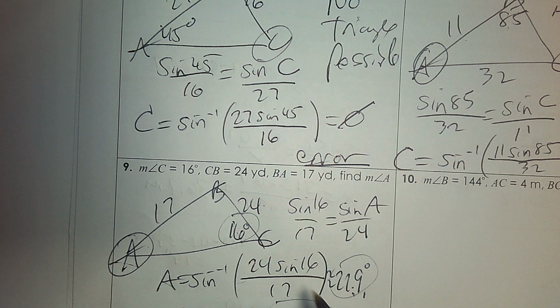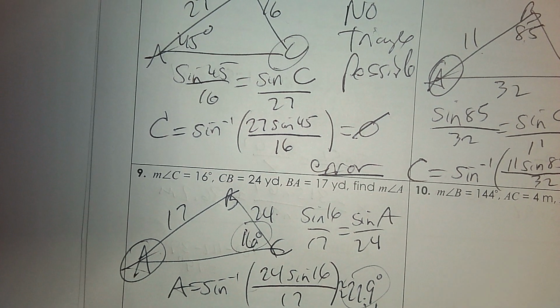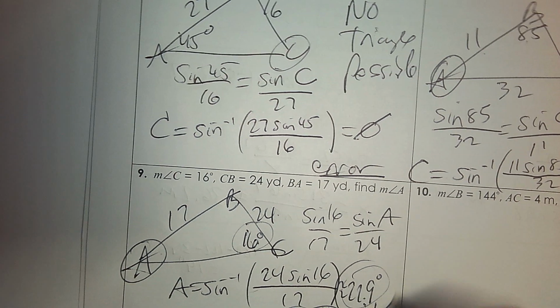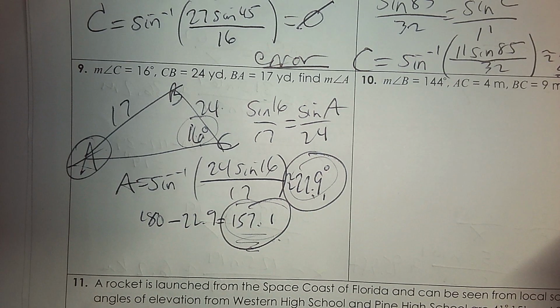157.1 and 16. Is that less than 180? Yes, so there's room for another angle. So that means there are two possibilities for that angle. There it is. Number 10.